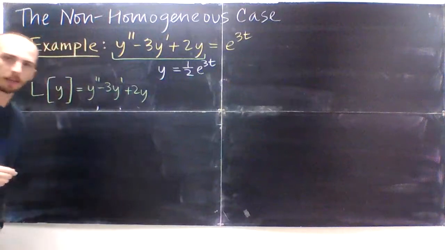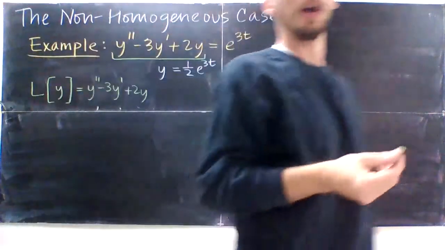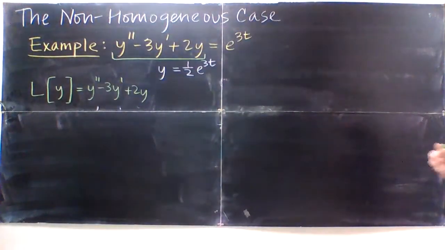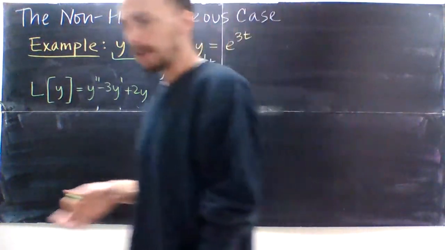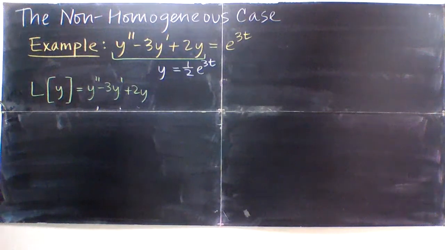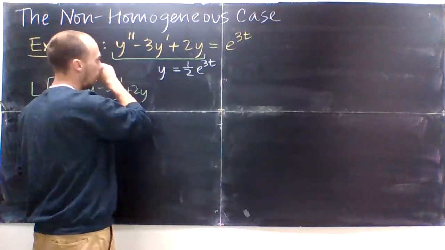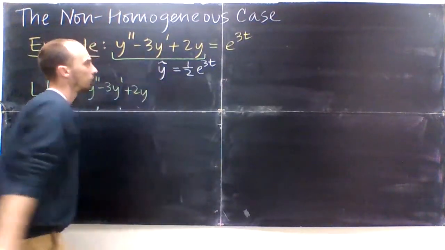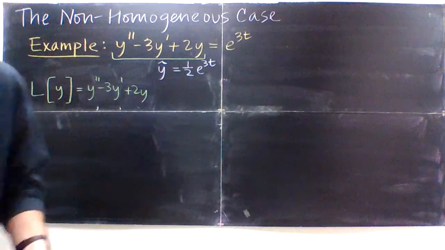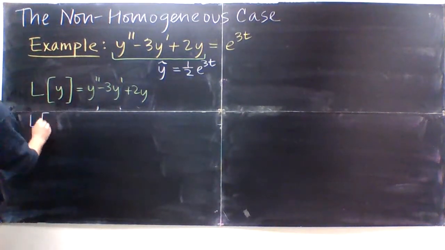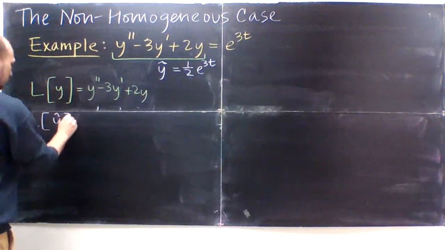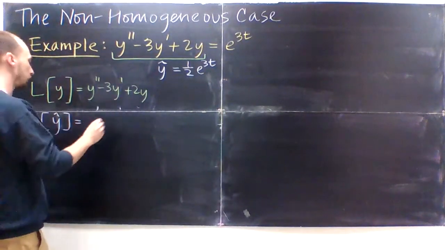2y. Okay. Now for now, I'm just going to call it L of y because it's the left side of the equation. Like what happens to a function when I throw it through the left side of the equation? Well, if I just talk about, now I'm going to need to talk about y. Maybe I'll call it y hat because this is like an important one. Okay. Well, it will be the case that L of y hat is equal to e to the 3t.